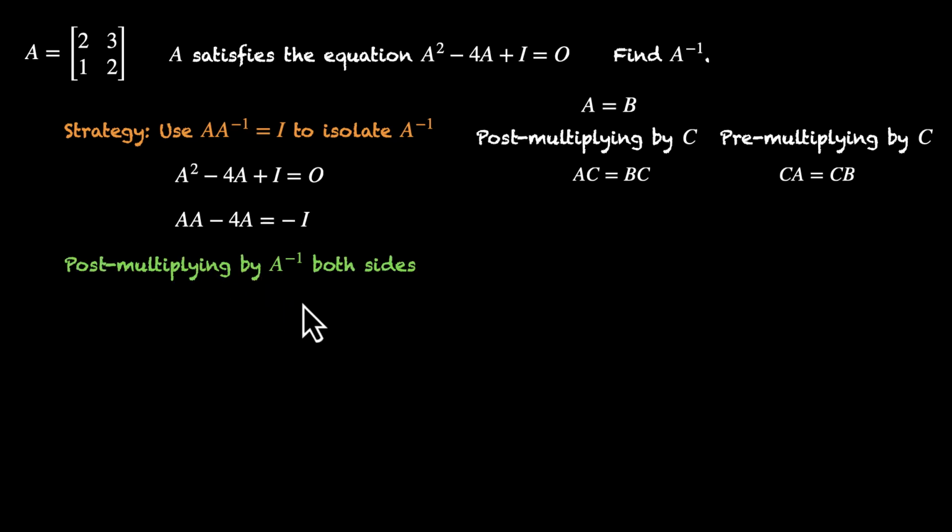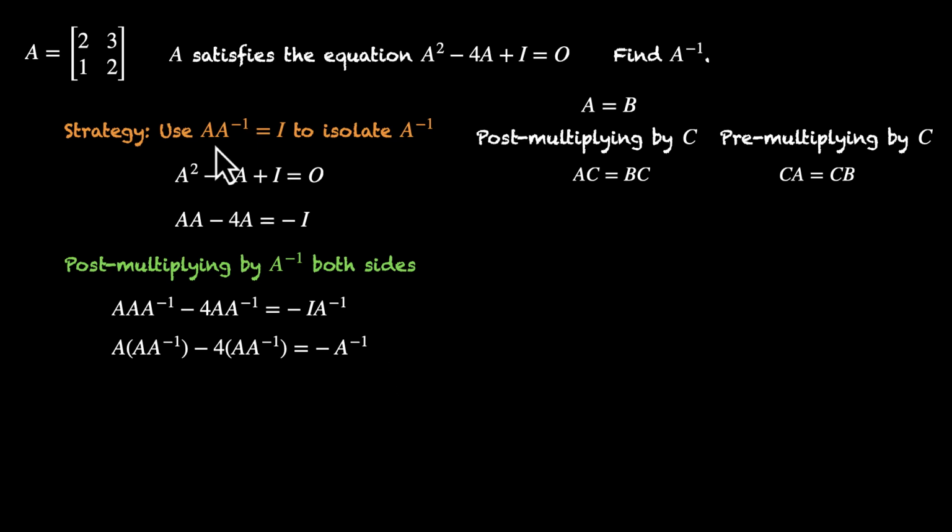If you're post-multiplying by A inverse, this is what we'll get. We'll have A times A, this is what we already have, times A inverse. So now we have three matrices here, minus 4 A times A inverse equals to minus I times A inverse. So we have a multiplication here, and a multiplication here. Let's look at each of them. This one is A times A inverse. We can club these two. Minus 4 A times A inverse, clubbing these two. Minus I times anything is the same thing. That's minus A inverse.